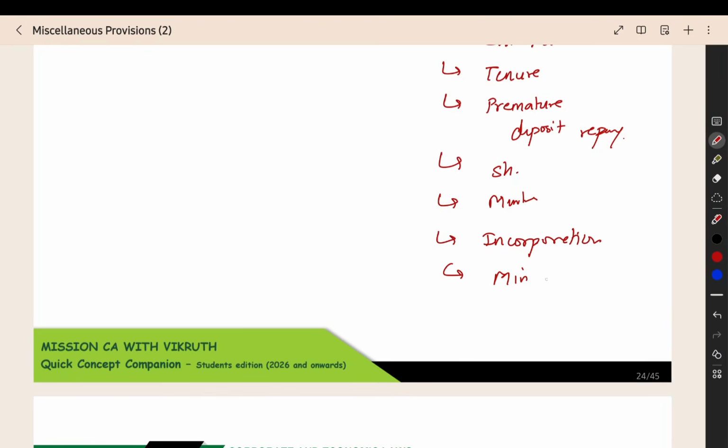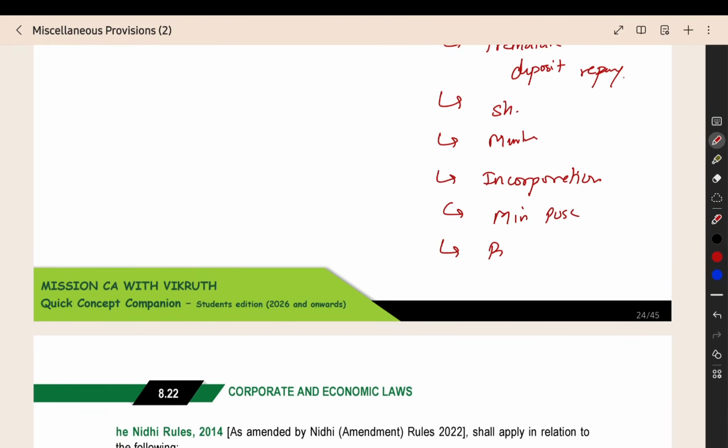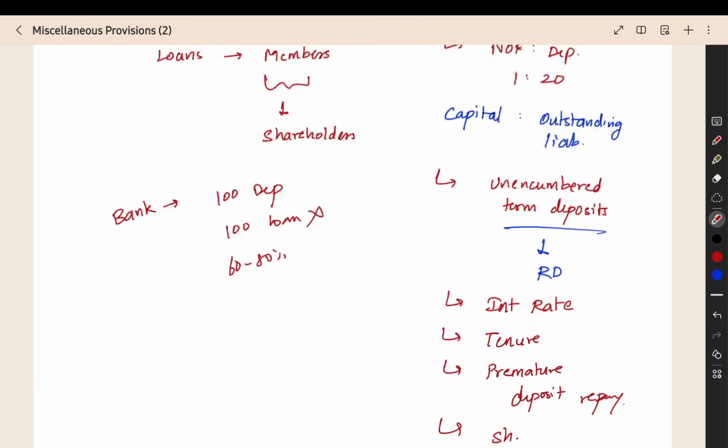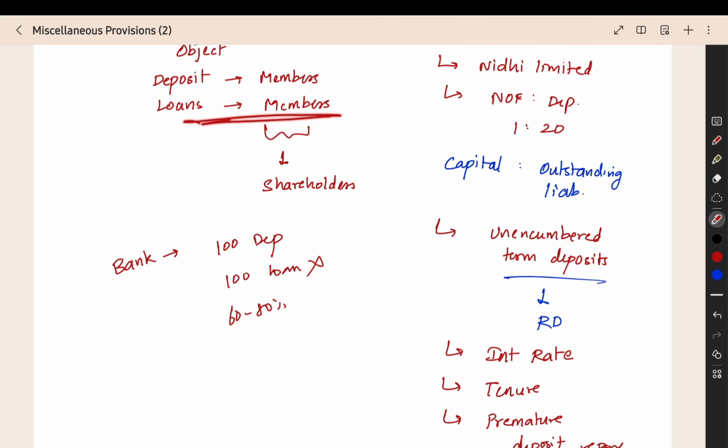Minimum paid up share capital, how much should be there? Then whether they can issue the preference share or not. What are all the prohibited businesses? Prohibited business or activities for the Nidhi company. Like a Nidhi company cannot get a loan from a bank and then give it as a loan to the members. It cannot get a loan from a bank for giving loan to the members. So that is not possible.